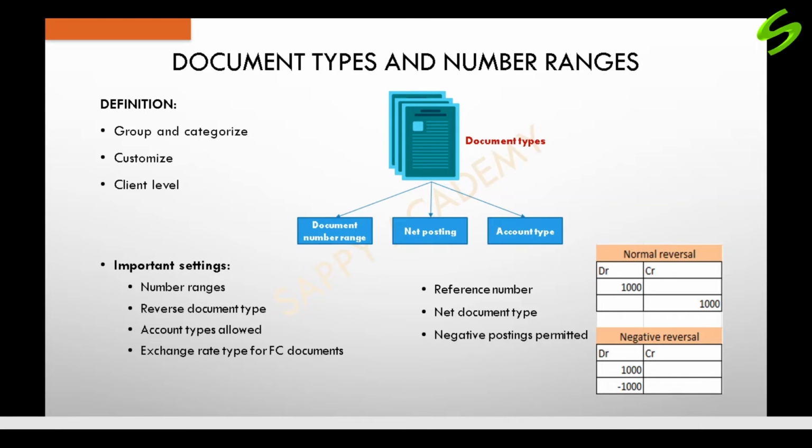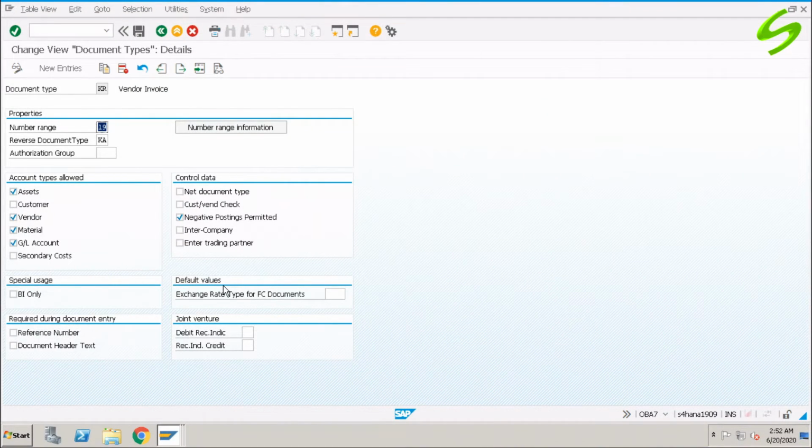Exchange rate type for FC documents. Under default values, for exchange rate type for FC documents, you can give an exchange rate type here. When we post transactions, it will propose a default exchange rate type, and we can actually override it while posting the transaction. And we have net document type. Net document type is actually used to separate the discount amount from the vendor invoice amount and post it to a different GL account. And we have negative postings permitted.